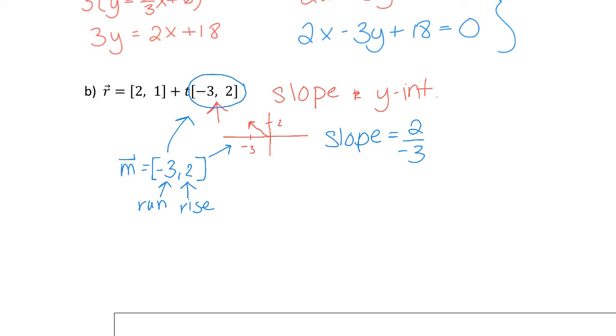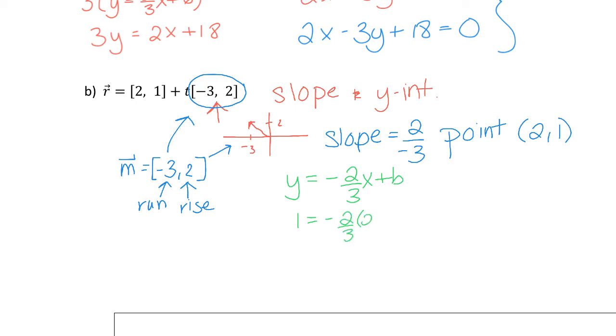Okay, so we know our slope, and then we also know a point. So we know a point on the line. It might not be the y-intercept, but we know a point on the line is 2, 1. So I can certainly find a y-intercept. So I'm going to use those two things to help me start. So I'm going to have y is equal to -2 over 3x plus b. I'm going to plug in the point 2, 1. So if y is equal to -2 over 3 times 2 plus b, and so I have 1 is equal to -4 over 3 plus b.